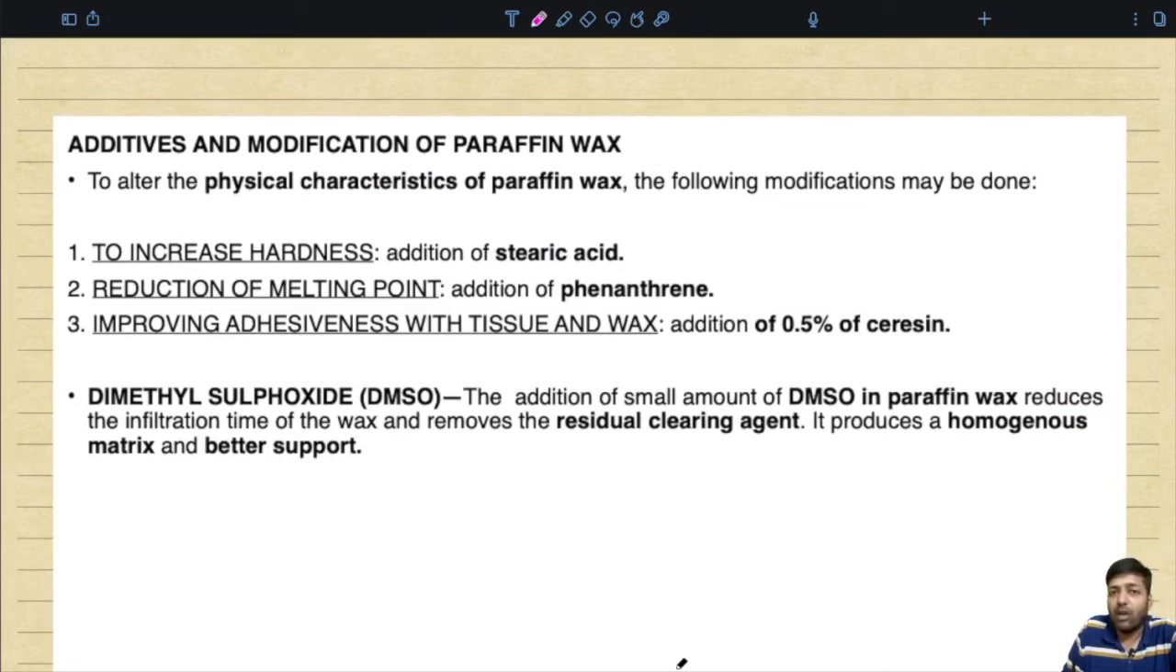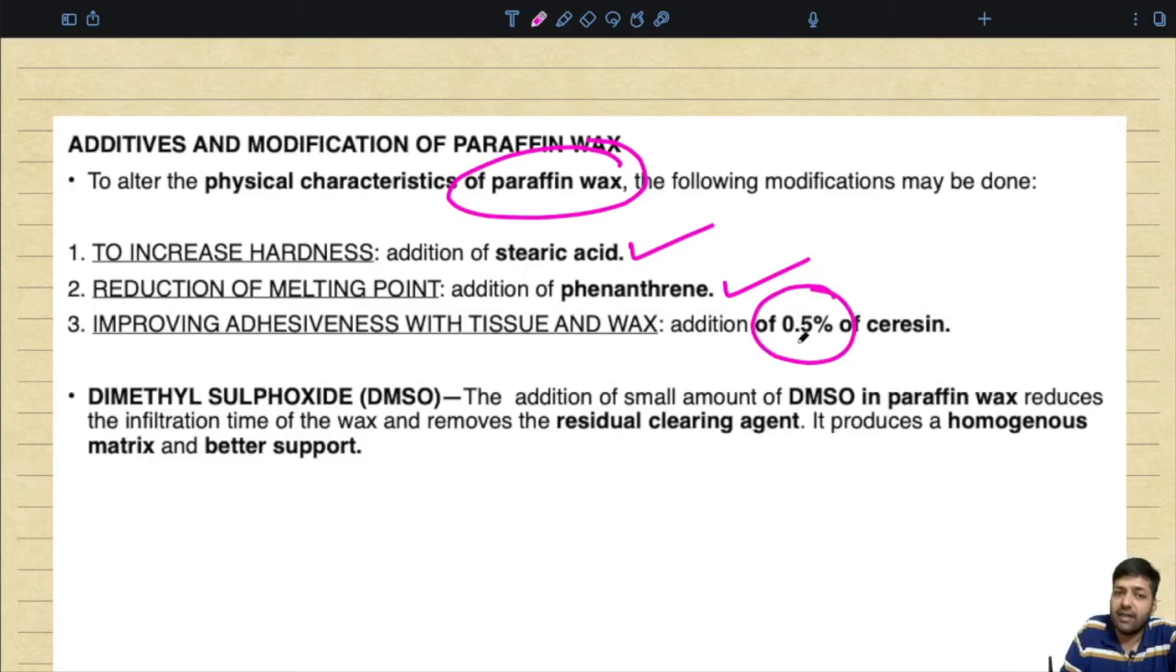Additives and modification of paraffin wax. To alter the physical characteristics of the paraffin wax, the following modifications may be done. To increase the hardness, we can add stearic acid. To reduce the melting point, phenanthrene can be added. For improving the adhesiveness between tissue and wax, 0.5% sericin can be added. Now DMSO, that is dimethyl sulfoxide: the addition of a small amount of DMSO in paraffin wax reduces the infiltration time of wax and removes the residual clearing agent. It produces a homogeneous matrix and provides better support.